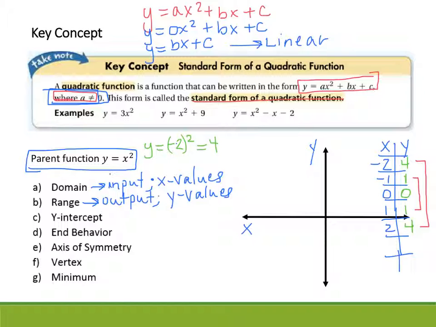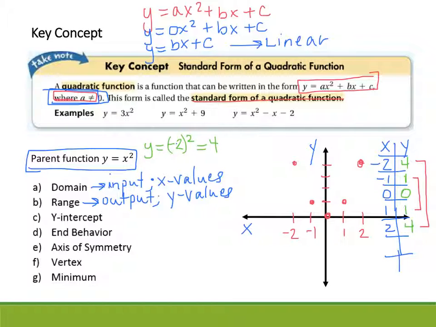My domain values are negative 2, negative 1, 0, 1, and 2. My range values go up to 4. 1, 2, 3, 4. So that gives me the basic points that I'm going to plot. So negative 2, 4 would be about right here. Negative 1, 1 here. 0, 0. 1, a positive 1, and then 2, 4. Notice how I get some symmetric points. And you're going to see the symmetry just a little bit better once I actually draw the curve.